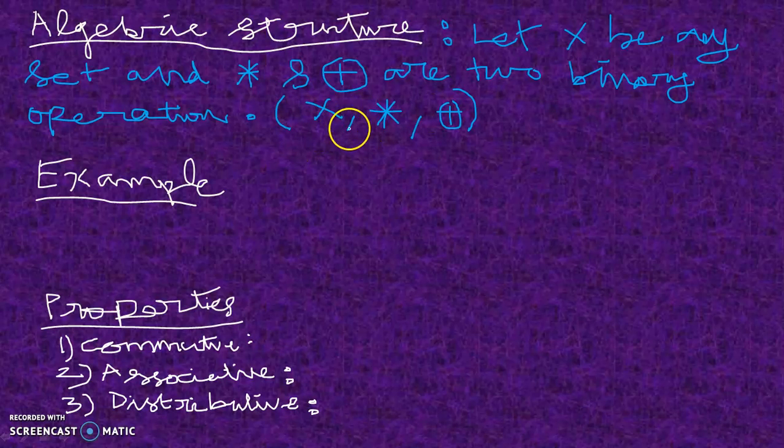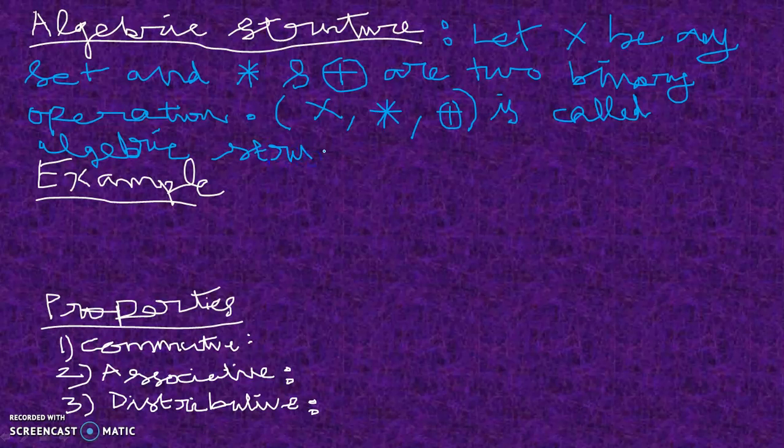Now the bracket (X, star, round plus), where X is a set and these two are binary operations, is called an algebraic structure. I say, algebraic structure.